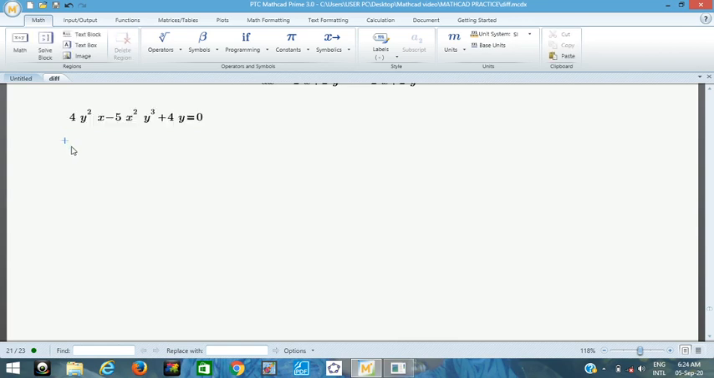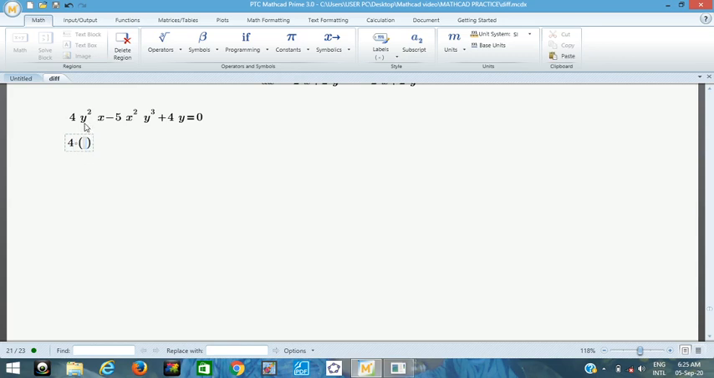So the basic rules, remember. So this is 4y squared x. When you look at y squared x, this is a product: y squared is multiplying x. So we are going to use the product rule to differentiate this. The 4 needs to be outside the bracket first, so we have 4 open bracket.